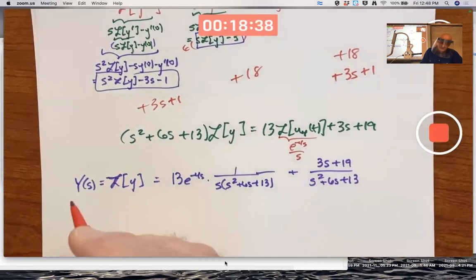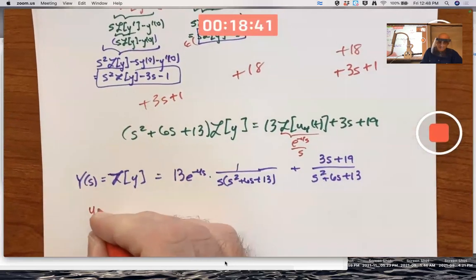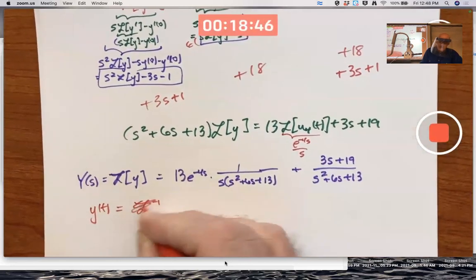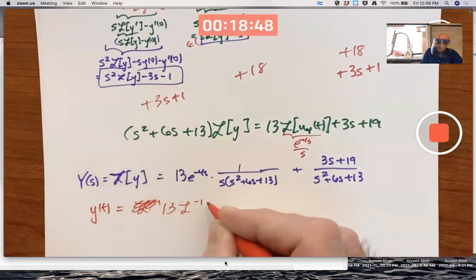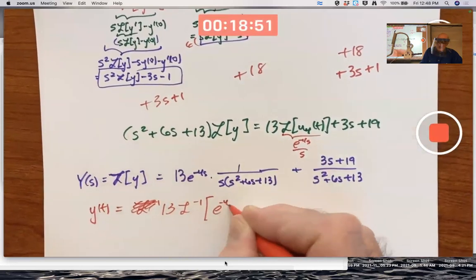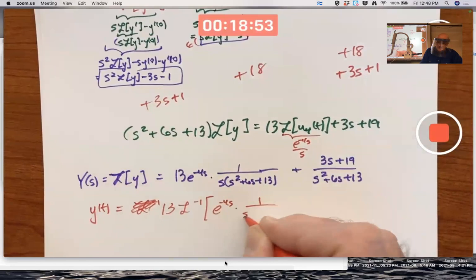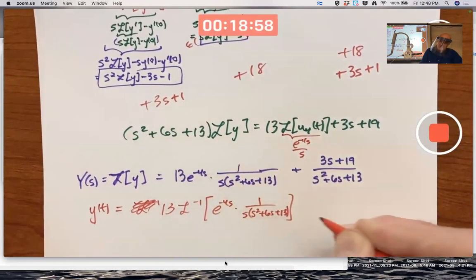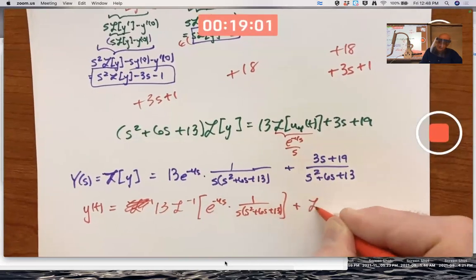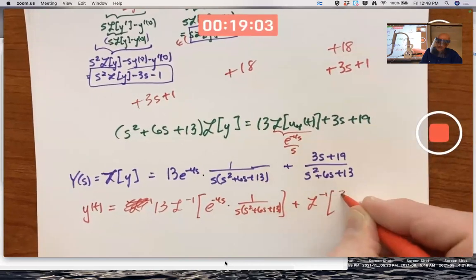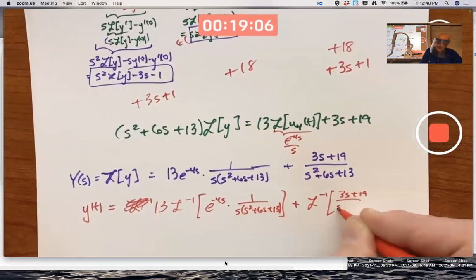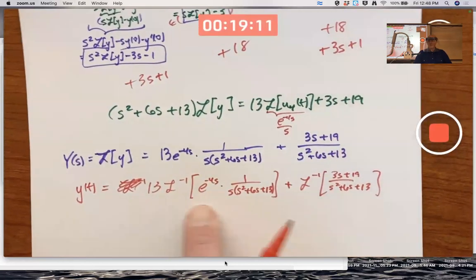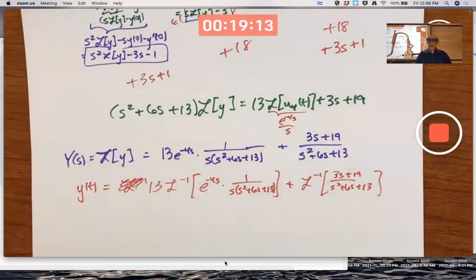This means the solution function, little y of t, is going to be the inverse Laplace transform. Well, 13 times the inverse Laplace transform of e to the negative 4s times 1 over s times s squared plus 6s plus 13, plus the inverse Laplace transform of this fraction, 3s plus 19 over s squared plus 6s plus 13. So whatever those inverse Laplace transforms are, once we found them, we found the answer.